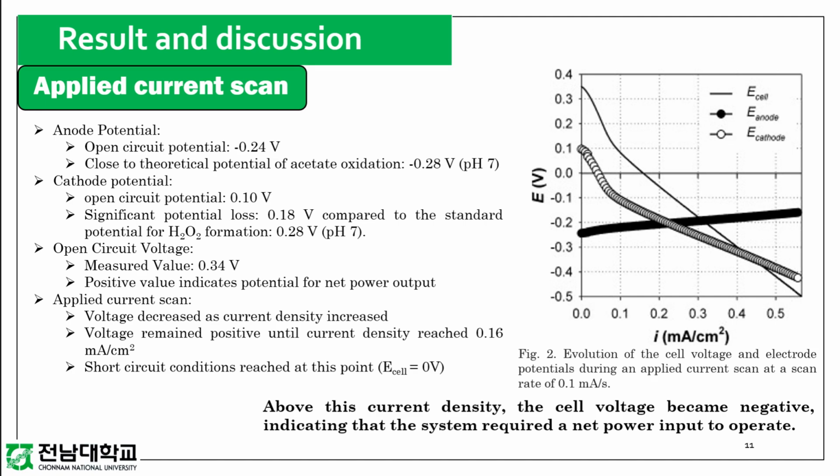The open circuit voltage we obtained was 0.34 volt, which is a positive value. This means that, theoretically, the system has the potential to deliver a net power output. As we increased the current density during the applied current scan, the cell voltage began to decrease but stayed positive until the current density reached 0.16 milliampere per square centimeter. At that point, the system reached short-circuit conditions, where the cell voltage dropped to 0 volt.